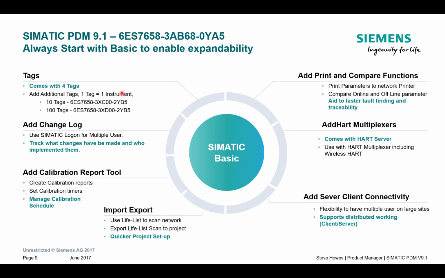So it's a much quicker way to get your projects up and running. We can then add the print and compare functions. So you see that we couldn't do that on the single tag. HART multiplexers, now we can add that functionality. So HART multiplexers, just be careful, that includes wireless HART. The wireless HART gateway is a HART multiplexer. Okay, and then we can add the server client functionality, which will make sense as we go on.